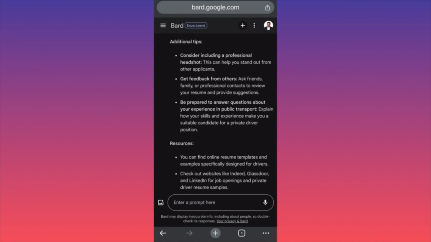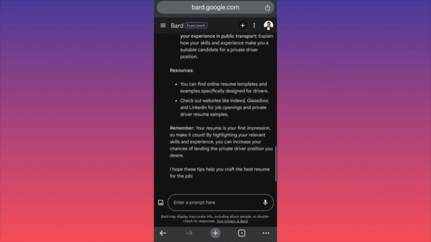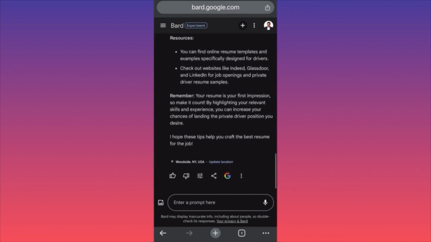Get feedback from others. Maybe you can get recommendations. Be prepared to answer questions about your experience. Okay, that makes so much sense. Resources: you can find online templates. Your resume is your first impression, so make it count by highlighting the relevant skills and experience.